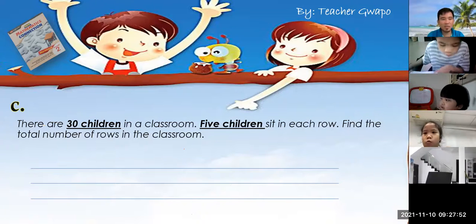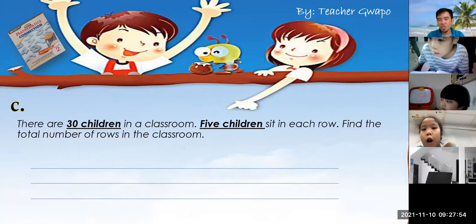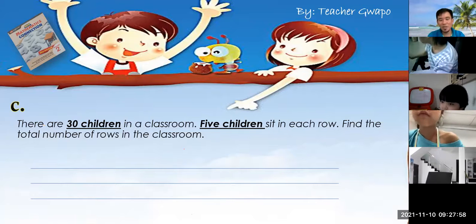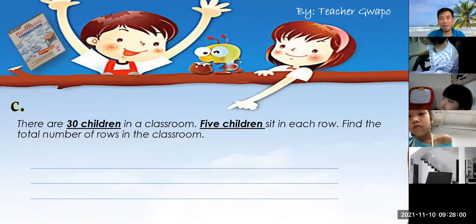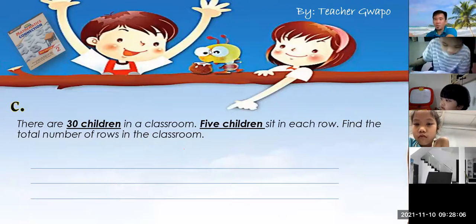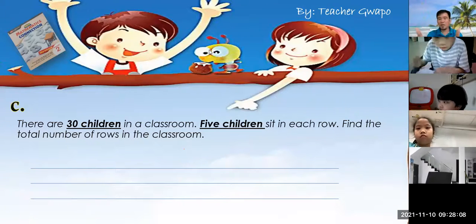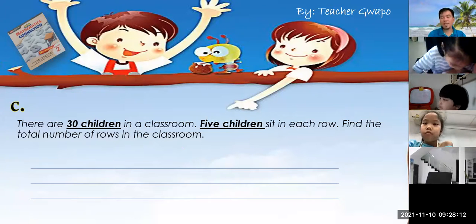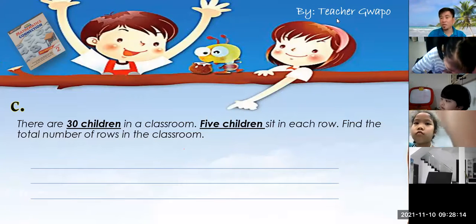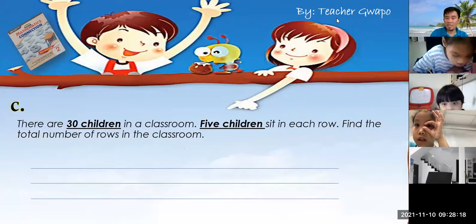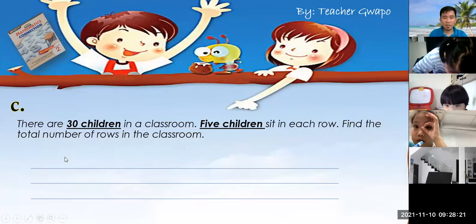So there are 30 children in a classroom. 5 children sit in each row. This row, 5 children. This row, 5 children. Another row, 5 children. So we will find the number of rows. How many rows? Because there are 5 children sitting in each row. So we will do it like this.